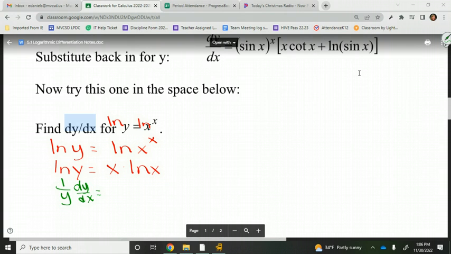And then we actually had this as a problem yesterday too. Do you remember what we had to do to derive x times the natural log of x? Product rule. So that's going to be first times the derivative of the second. So the derivative of the natural log of x is 1 over x, plus the second times the derivative of the first.